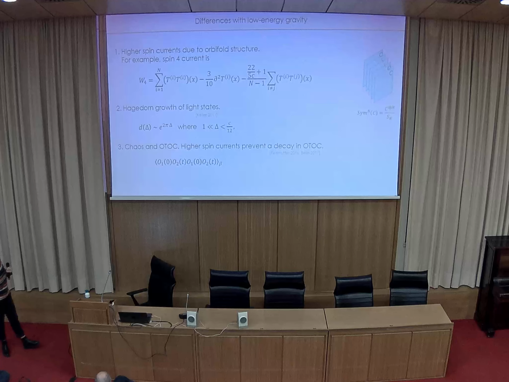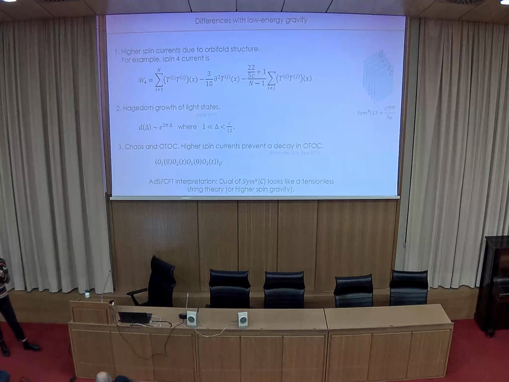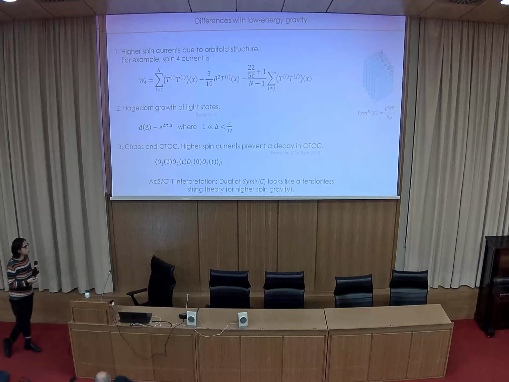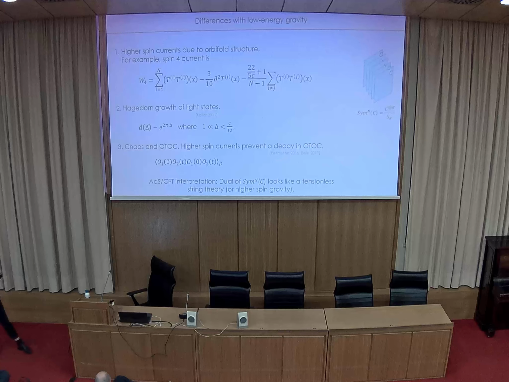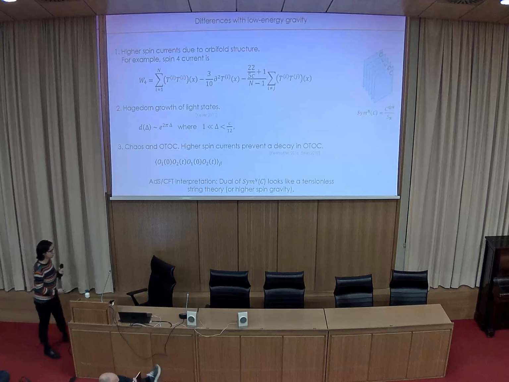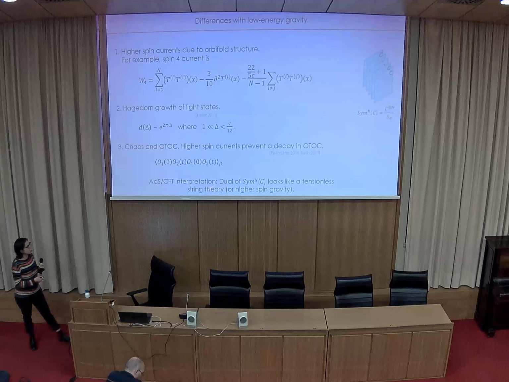So those are the differences, and usually, based on these properties, if you ask, okay, so what is the dual of a symmetric product orbifold? Usually the dual looks like the tensionless limit of a string theory, or looks like a higher spin gravity, okay? Not my low energy theory of gravity that I wanted to start talking about. But this is also, again, kind of hand wavy.